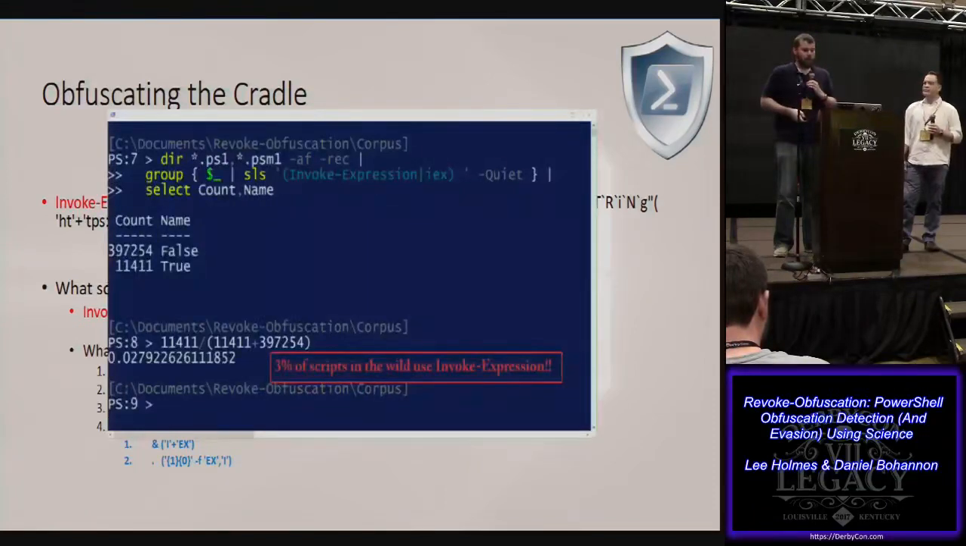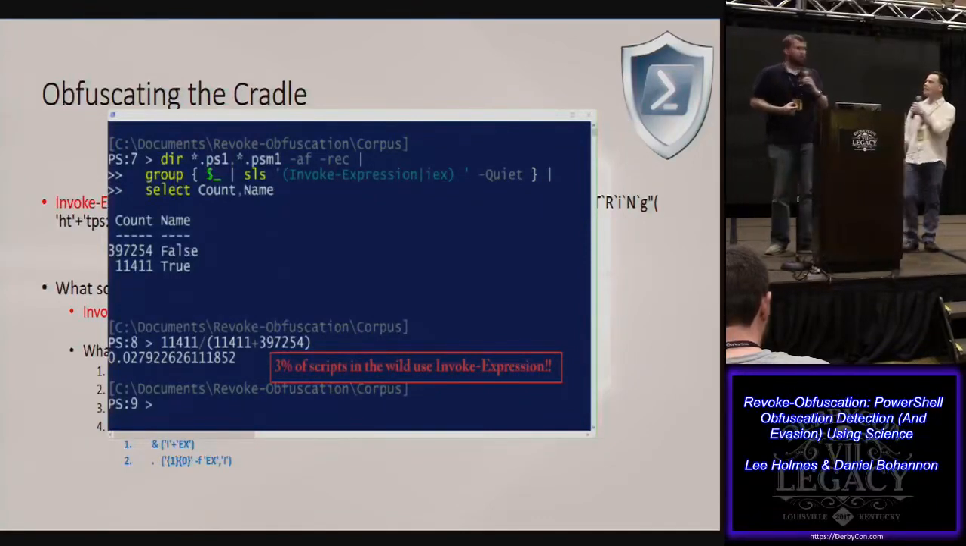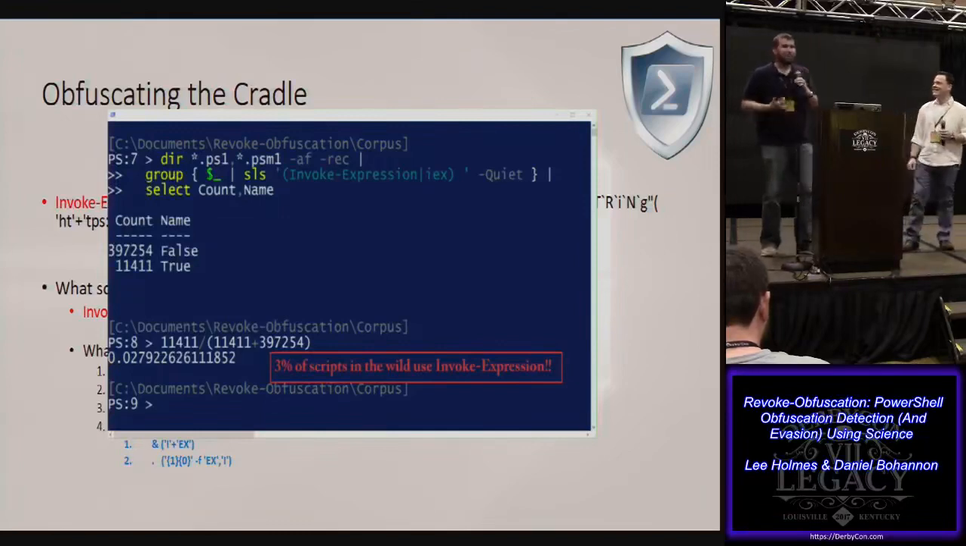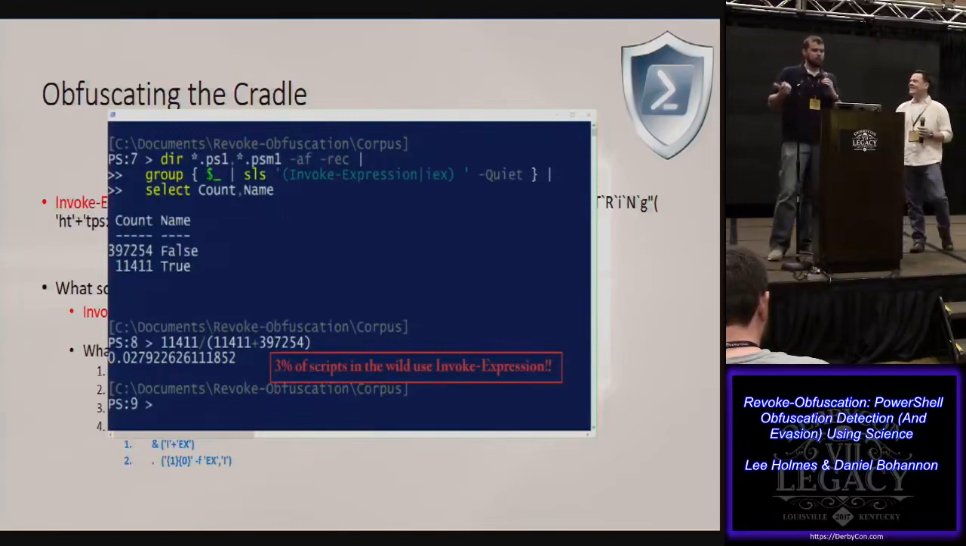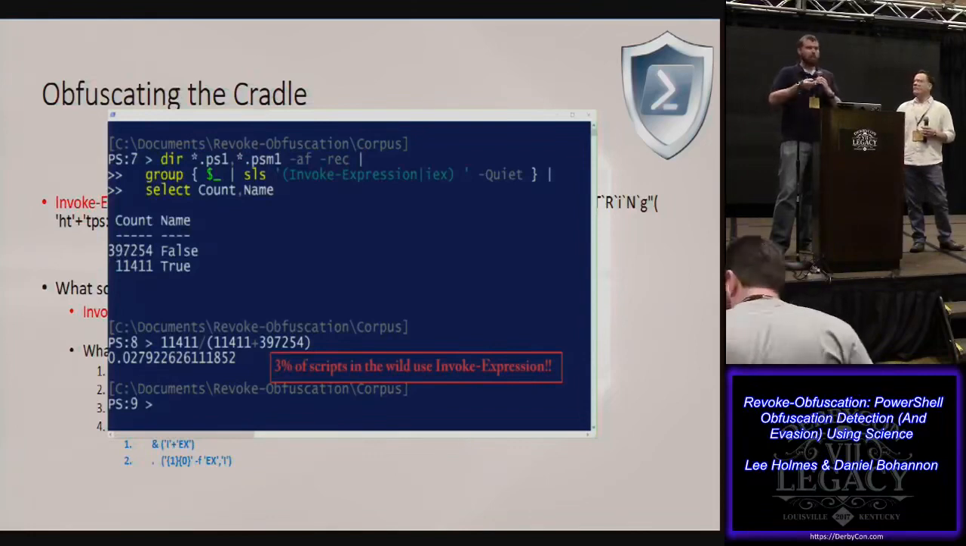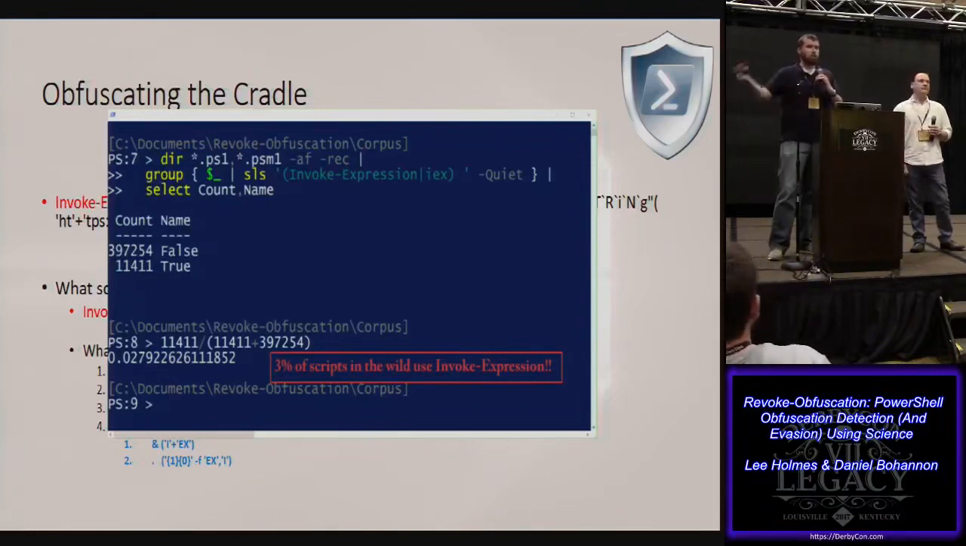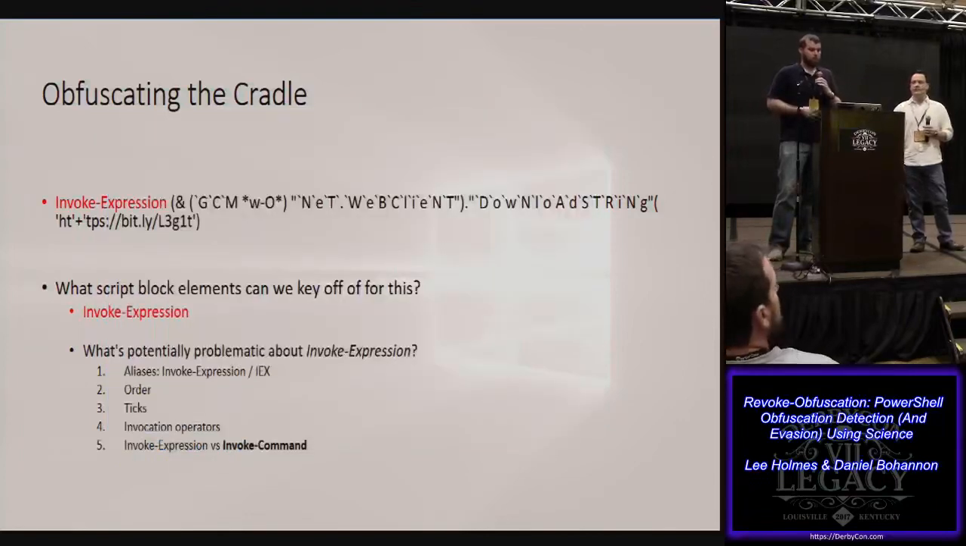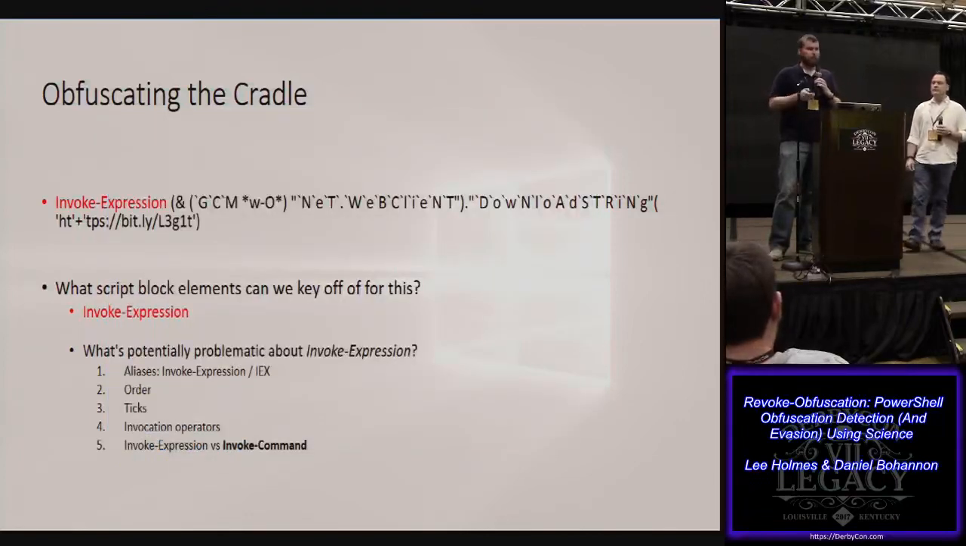And then this is the interesting thing. As we'll get into in just a few slides, as part of this research of doing blue team work, we actually got a lot of scripts and looked at them. And what we found is that only 3% of scripts in the wild use Invoke-Expression, which sounds like a really small number, but that's actually an insane amount. So theoretically, you can't just say block all scripts that contain Invoke-Expression because it's used quite a bit out there.